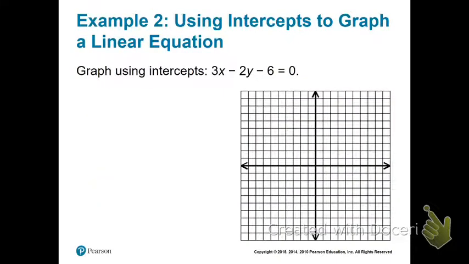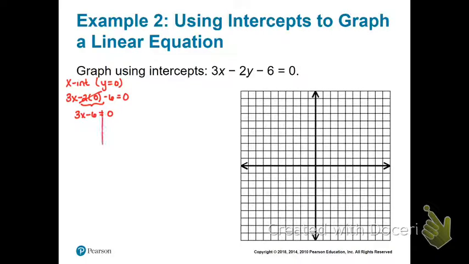All right, so let's try this. So the first thing I'm going to do here is it says graph using intercepts. So let's find that x-intercept. So remember on the x-intercept, it said we're going to let y equal 0. So I'm going to rewrite my equation, but where I have a y, I'm going to plug in 0. Well, then we multiply right there. What's negative 2 times 0? 0, so we can say it cancels. So we just end up with 3x minus 6 equals 0.